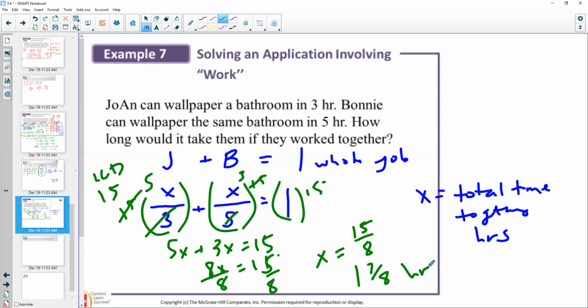And that makes sense because it's faster than Joanne would be working alone, but Bonnie was slower, so she only helps sort of, right?